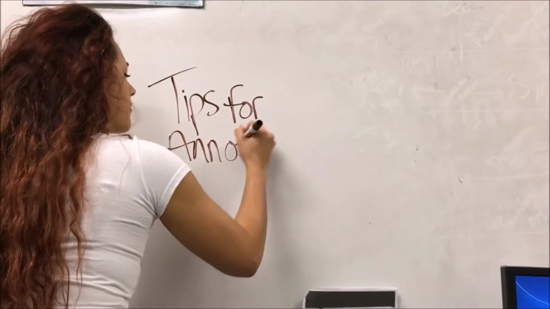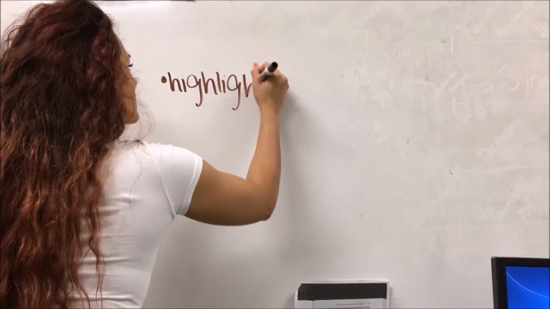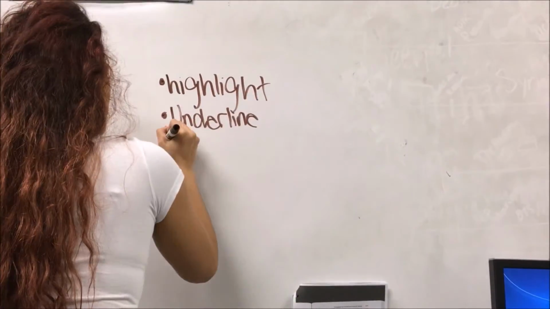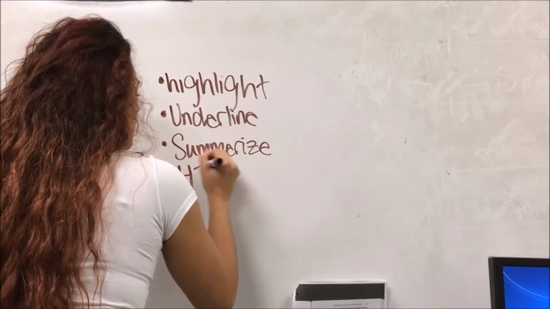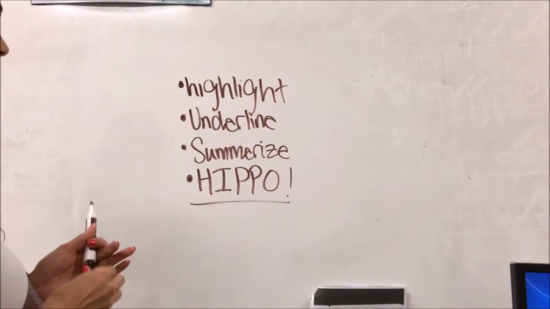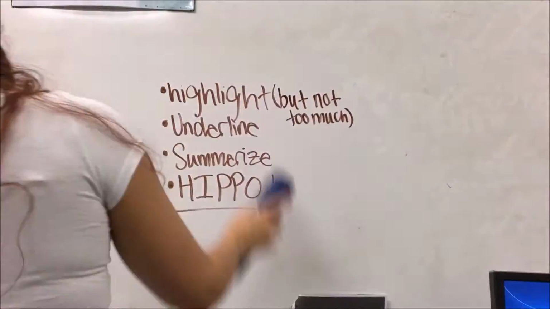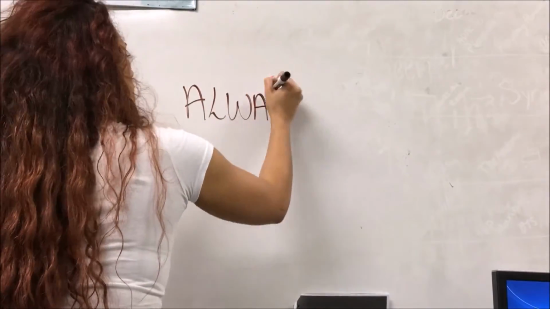Here are some tips for annotating your readings in class. Highlight the document, underline the document, and summarize the page as you go along. Hippo every single document that you get, even if you don't think you need to. Make sure to always read the primary sources. You'll probably have a discussion on it in class, or she'll call you out and ask a question.